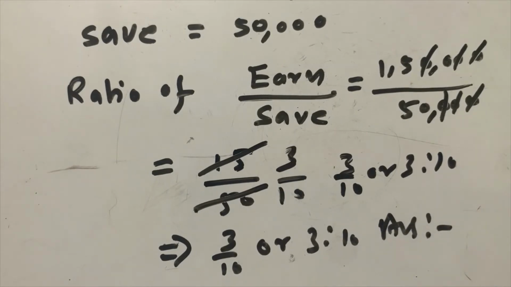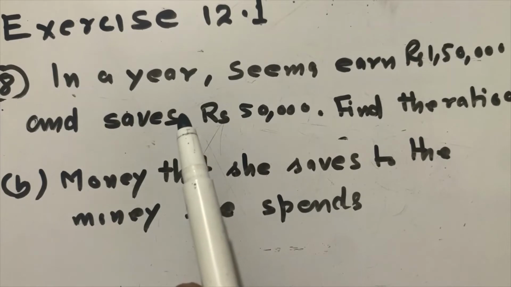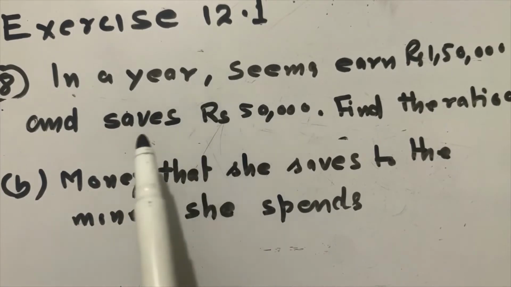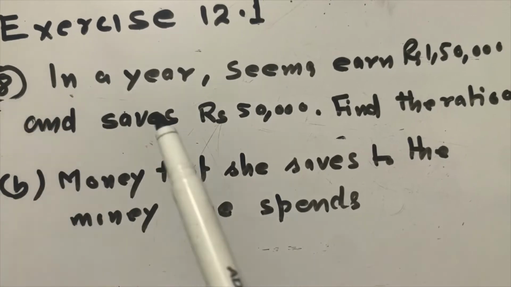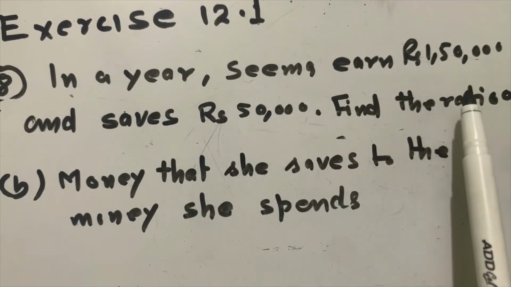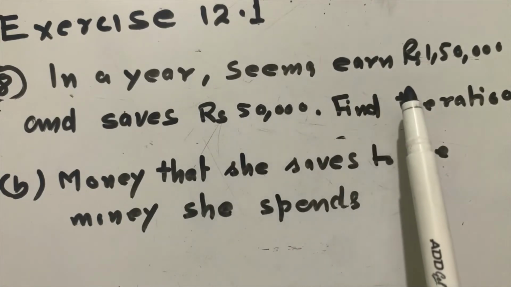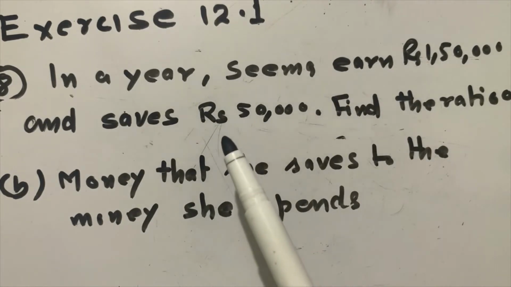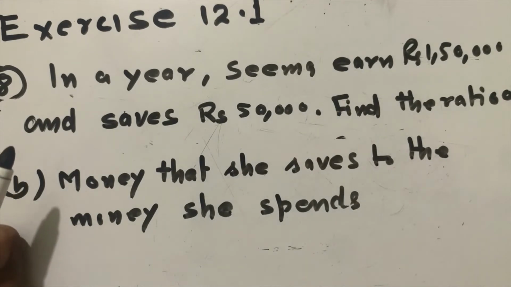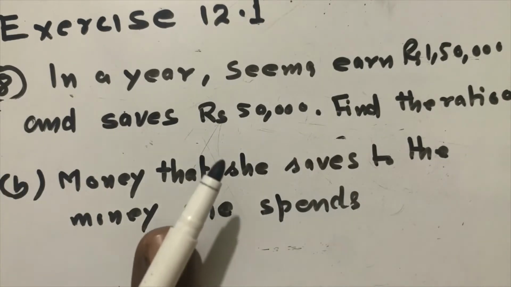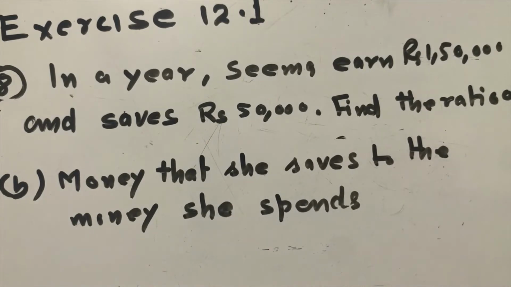First part done. Exercise 12.1, chapter ratio and proportion, class 6. The question is continuing, question number 8. In a year, Seema earns rupees 1,50,000 and saves rupees 50,000. कितना spend किया? Find the ratio, now B part is given: the ratio between the money that she saves to the money she spends.